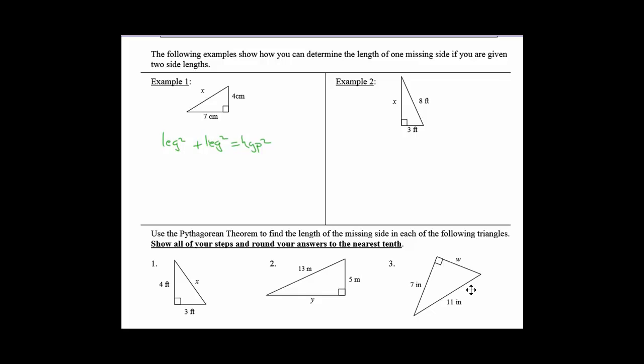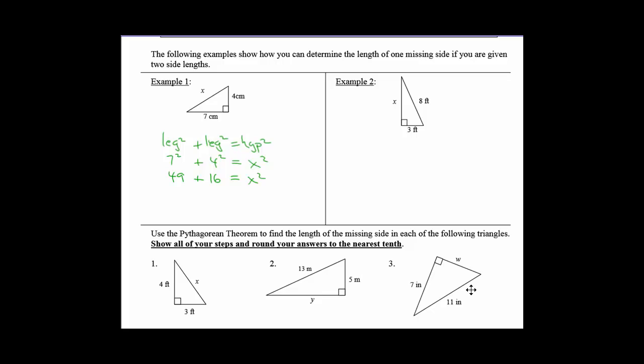Now let's substitute the values into the equation. One of the legs has length 7. Let's plug that in. The other leg has length 4. Let's plug that in. And the hypotenuse is unknown. It's labeled x in the diagram. So we end up with 7 squared plus 4 squared equals x squared. 7 squared means 7 times 7, or 49. 4 squared is 4 times 4, or 16.